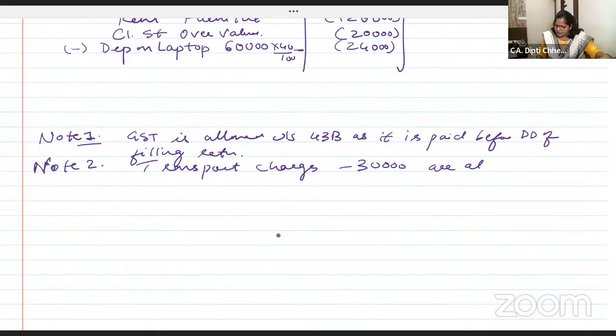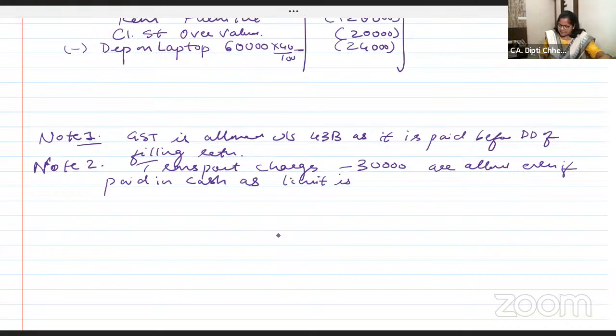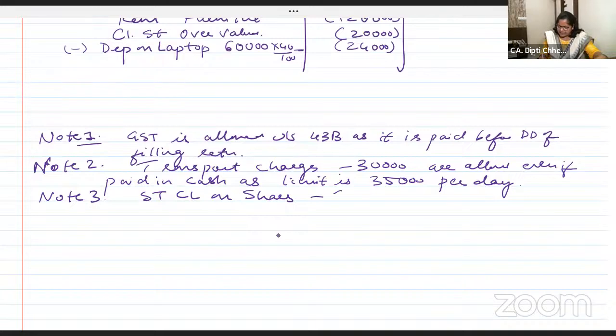Transport charges of 30,000 are allowed even if paid in cash, as the limit is 35,000 per day. You have not crossed the limit of 35,000 per day. Okay? He incurred a loss of 8,000. This will be carried forward straight. Short-term capital loss on shares is carried forward, because you cannot set it off in business; the set-off rules apply here. 8,000.